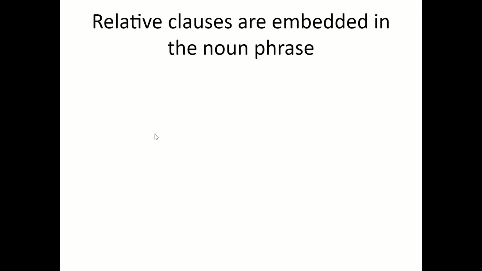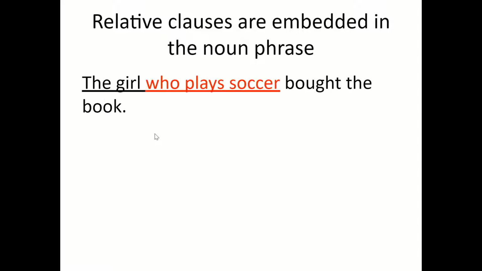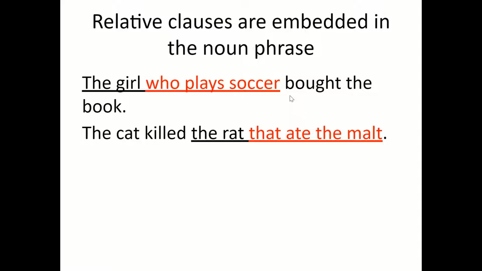Relative clauses are embedded in the noun phrase. So, the girl who plays soccer bought the book. You can see here that the girl who plays soccer, all of this together, is one noun phrase. All of this together is the subject of the sentence. Or, the cat killed the rat that ate the malt. So all of this together is part of the object, and it's embedded in the noun phrase the rat.